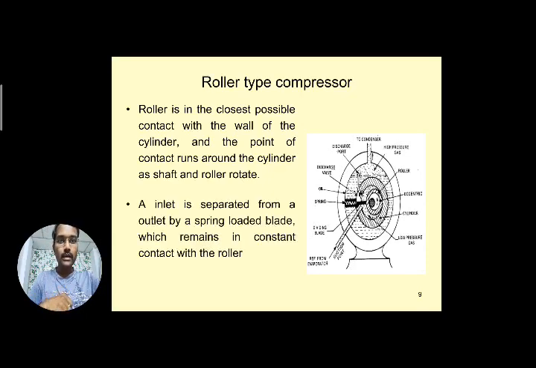Inlet is separated from an outlet by a spring loaded blade, which remains in constant contact with the roller. So I explained this point also. Spring along with the blade. There is a compulsory need of this arrangement of components to separate the suction side and the discharge side of the port.